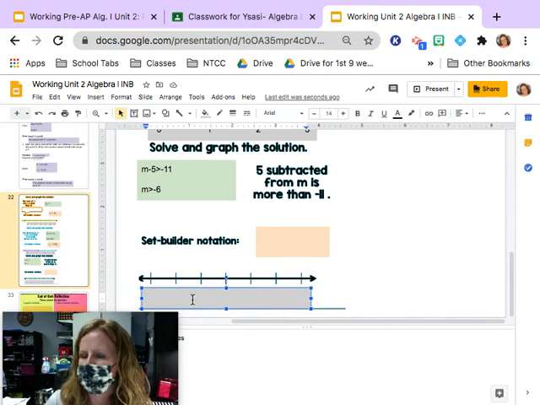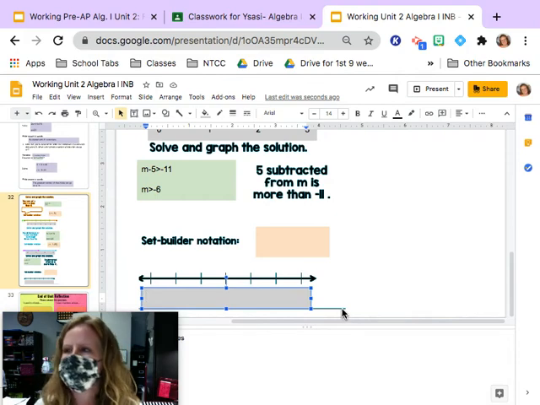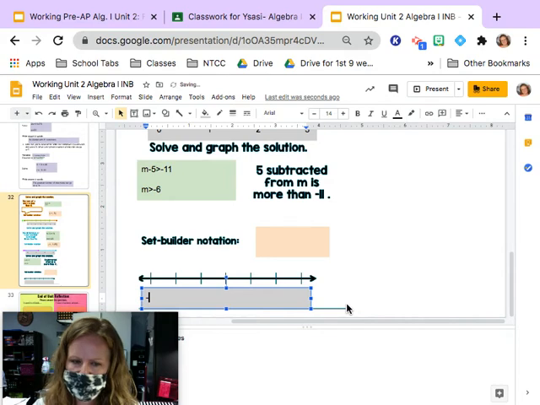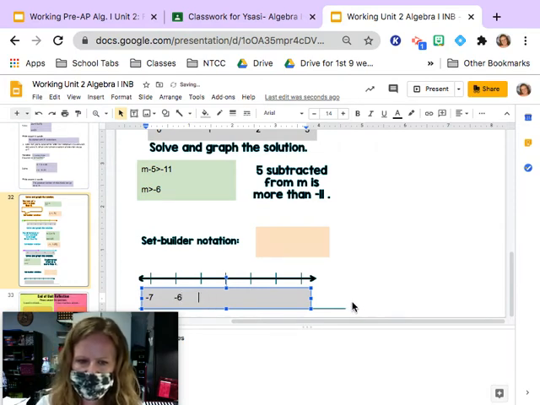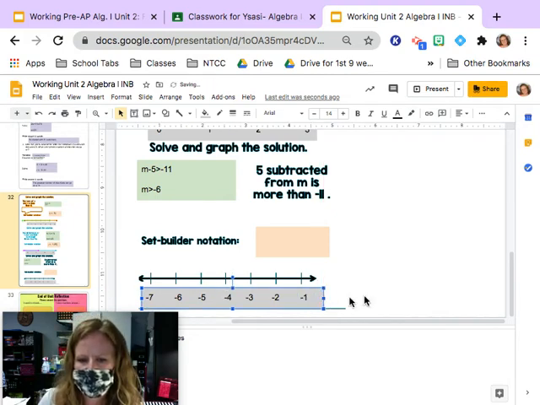Okay, so let's go ahead and put some numbers down. So I need at least negative 6. So what's to the left or what's smaller than negative 6? Negative 7. Yeah, negative 7. So then negative 6, we're going up. Negative 5. Negative 4. Negative 3. Negative 2. And negative 1. There we go.